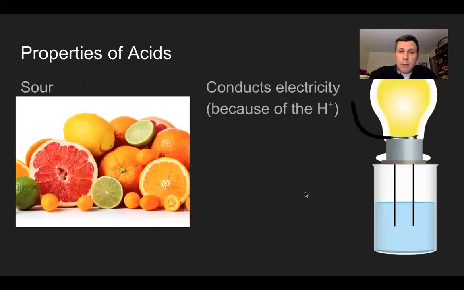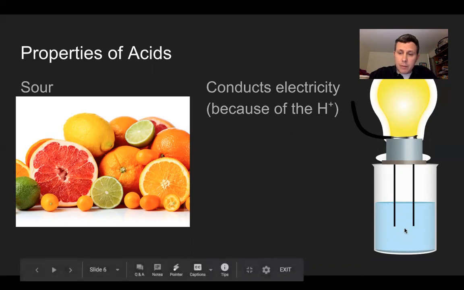All right, so some properties of acids. One, they're sour. This is what gives citrus fruits their sour taste, typically citric acid and some others. They conduct electricity. If you were to stick a bulb in a solution of acid, it would conduct electricity, primarily because of the H+ ion.